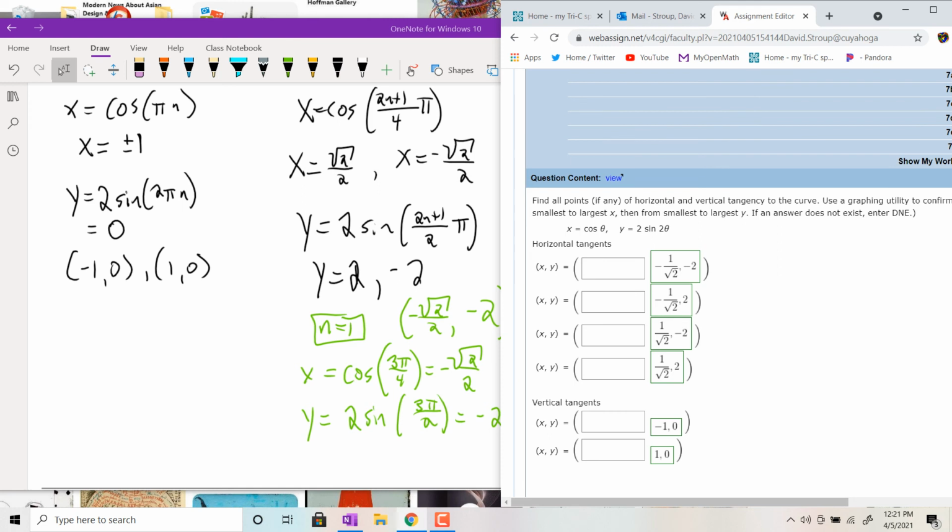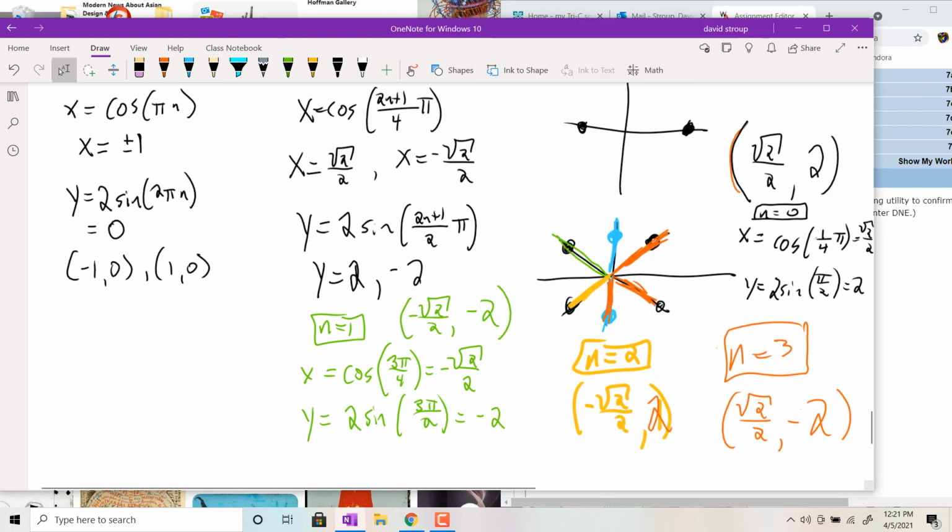Oh, I see. So from smallest to largest x, and then from smallest to largest y. So first you would get, which one would be the first one? Smallest to largest. So this would be the first one, and then this will be, nope, whoops, this is the first one because it has a negative 2, which is smaller than the positive 2. Then this would be the second one, and then this would be the third one, and then this would be the fourth one. Okay.